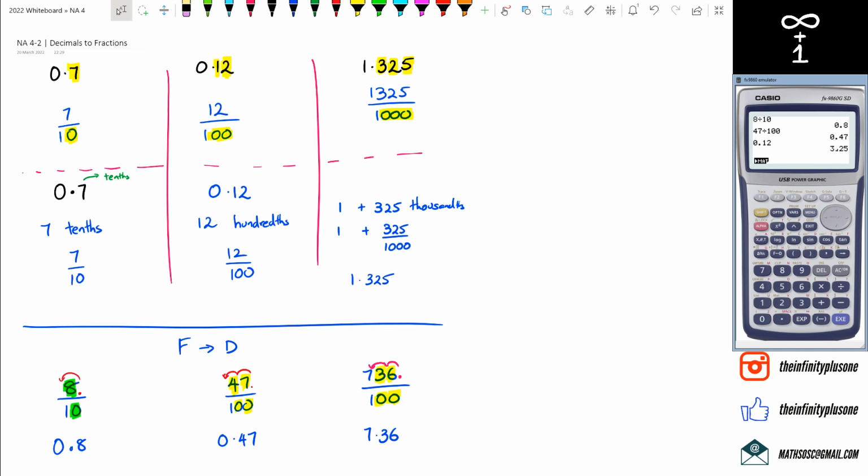But hey, look, that's pretty much a quick summary of how to go from decimals to fractions and fractions to decimals.